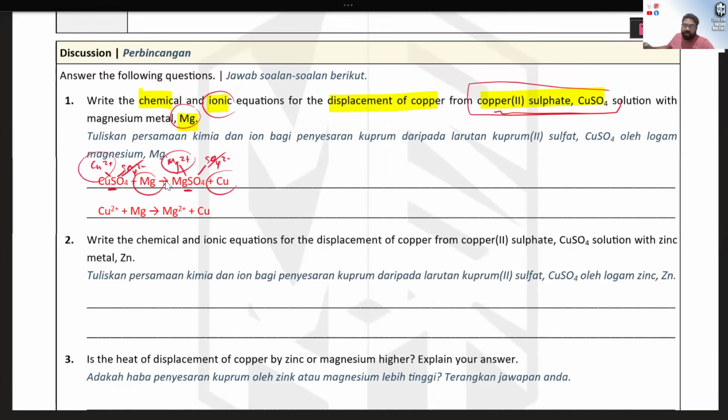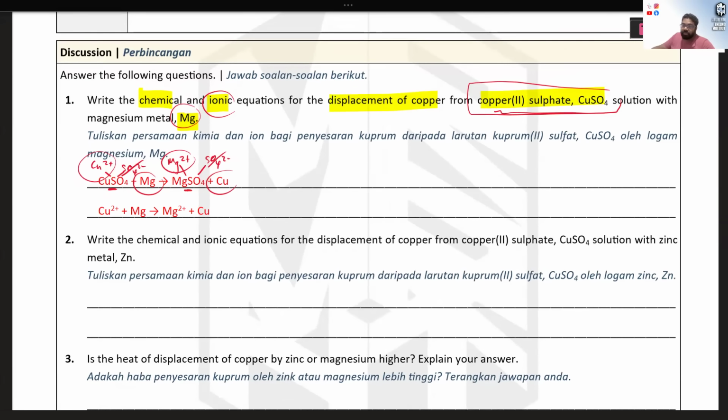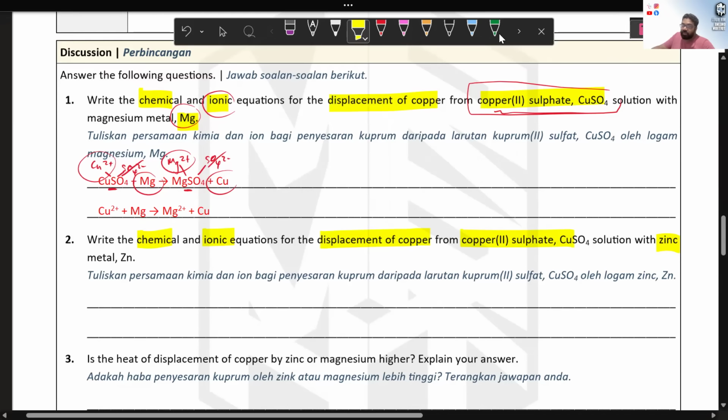Now do the same. Look at number 2: do the same for zinc. Write the chemical and ionic equations for the displacement of copper from copper(II) sulfate with zinc metal. Pause and try.